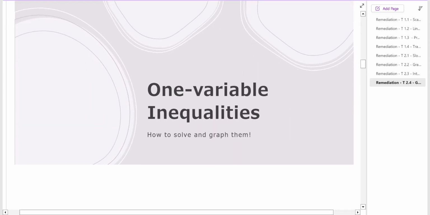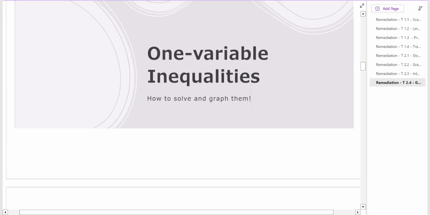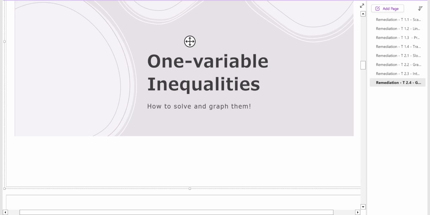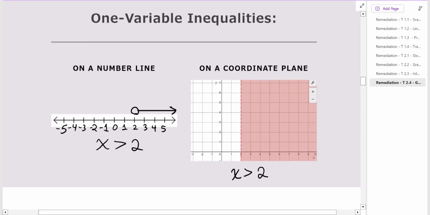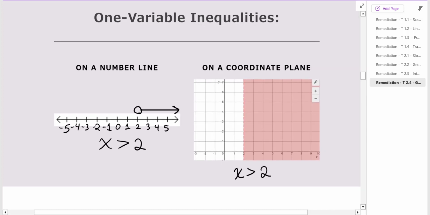Okay, so we're first going to do one variable inequalities. So one variable means one letter. Okay, now there's two options. You can have a graph on a number line, or you can have a graph on a coordinate plane. So hay dos opciones para este. Te puedes tener una gráfica en una línea de los números o en un plano de coordinados.